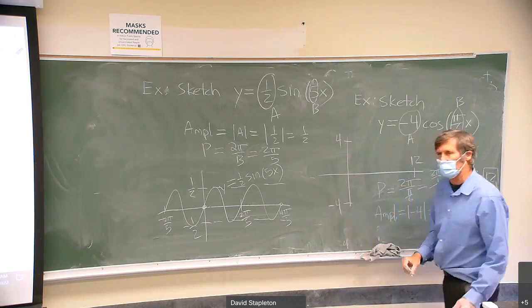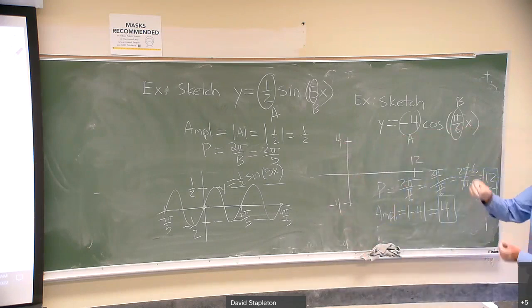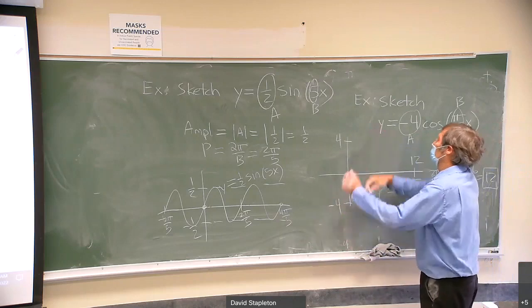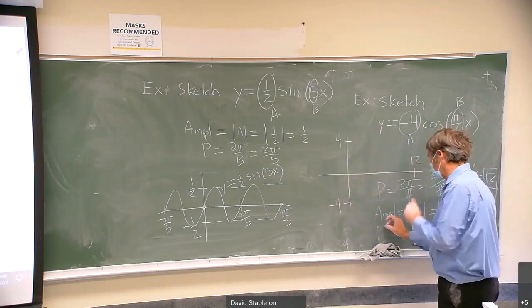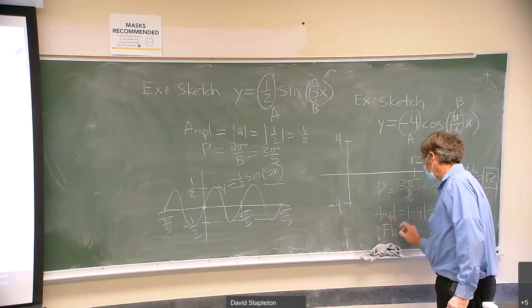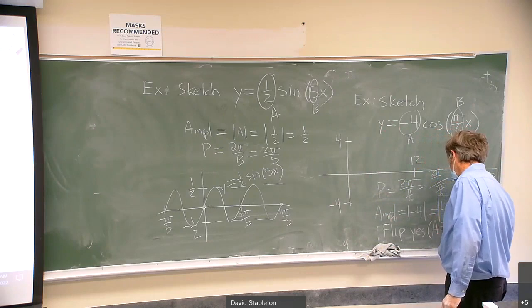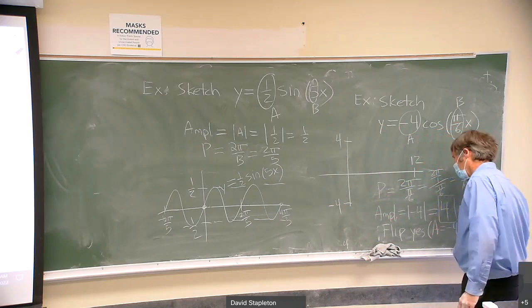And I can sketch this as quickly as can be without looking like the one man band trying to stretch and shift in my mind and flip. And then there's also a flip. So there's a period, an amplitude, and this one has a flip, yes, because A is negative. A equals -4 is less than 0.